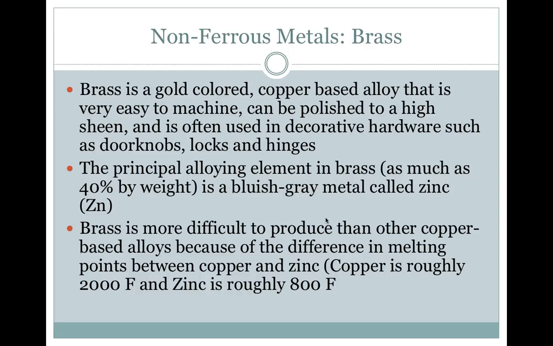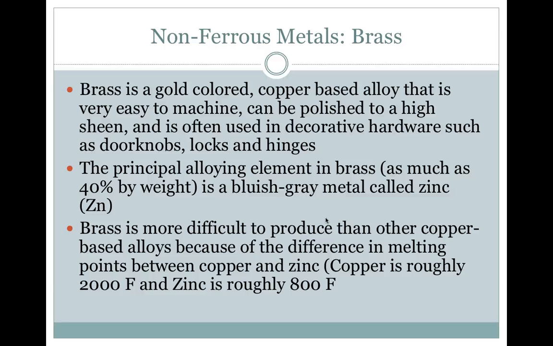Brass. Brass is a gold-colored, copper-based alloy that is very easy to machine, can be polished to a high sheen, and is often used to decorate hardware such as doorknobs, locks, and hinges. The principal alloying element in brass, as much as 40% by weight, is a bluish-gray metal called zinc.